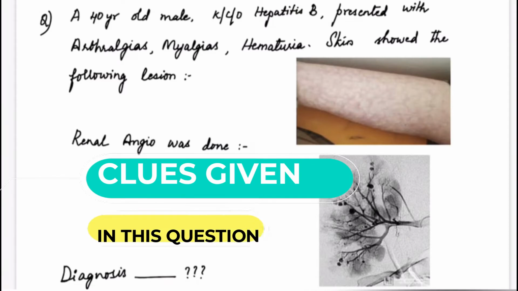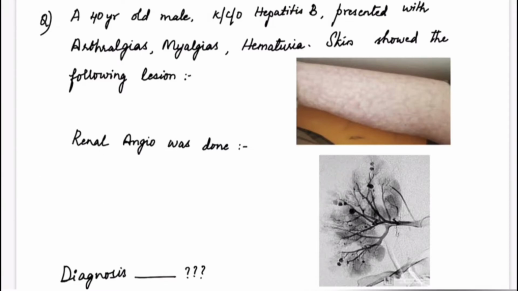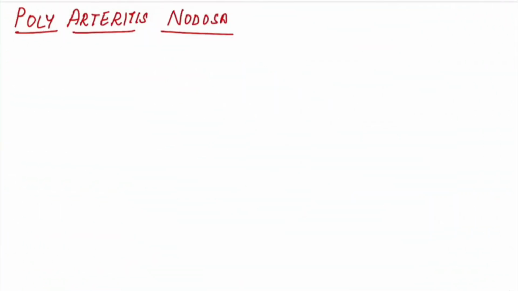So first clue is that this is associated with hepatitis B and it is common in men. It can present with hematuria, and because renal angiogram is done, that means kidneys are especially involved. There is some lesion which is shown in the picture. Okay. Now we'll look at polyarteritis nodosa.